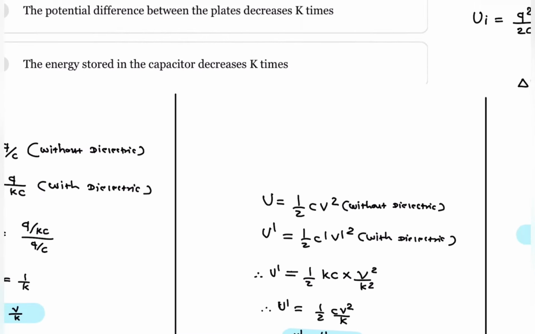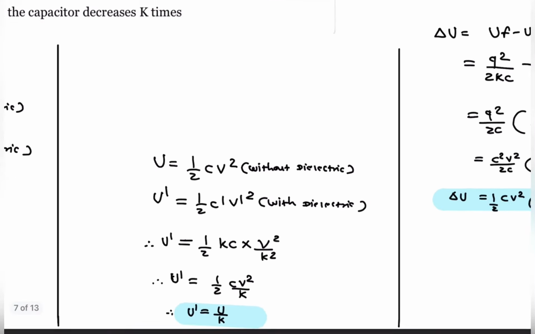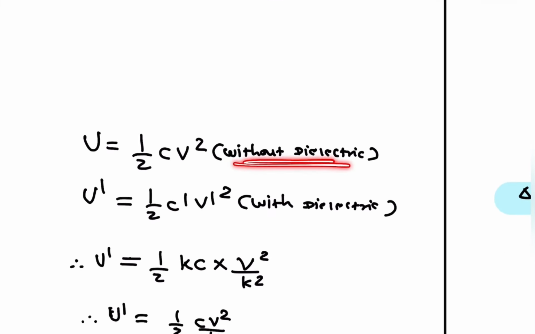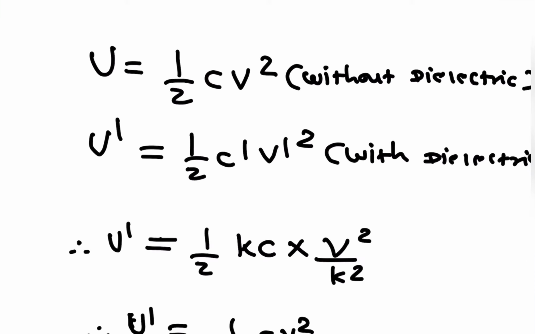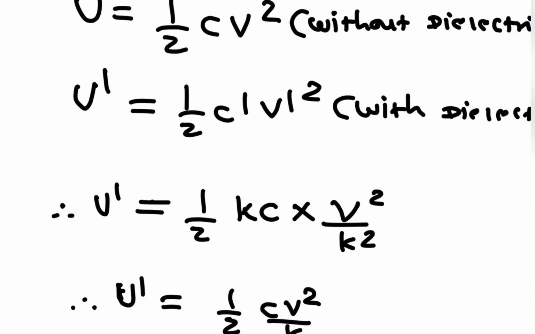And energy stored in capacitor is also decreased by K times. That is, without dielectric the energy stored in capacitor is U equal to 1/2 CV square. Now with dielectric, the energy stored in capacitor U dash is equal to 1/2 C dash into V dash square. In place of C dash we can write KC, because the new capacitance after dielectric insertion increases by K times. And V dash square, since the potential is decreased by K times after inserting the dielectric having constant K, so V square by K square in place of V dash square.